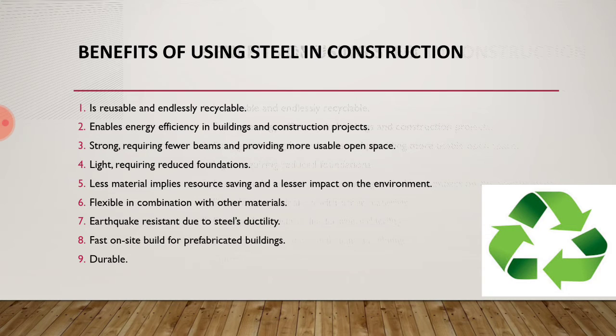Number 8, it is fast on site build for prefabricated buildings, and this is a benefit that is very noticeable in modern construction. Many of the buildings now are built from prefabricated members of steel that are joined on site, and therefore they provide fast on site assembly. Number 9, they are durable. The properties themselves give that one away, because of the carbon content, and they are made of iron, which is already a durable material.